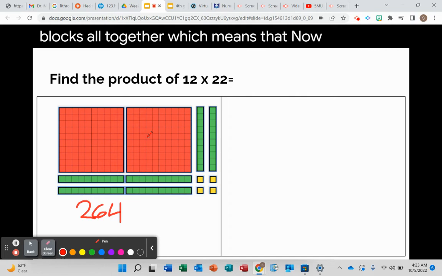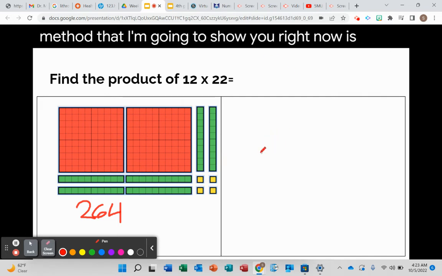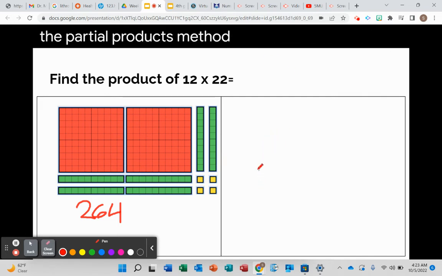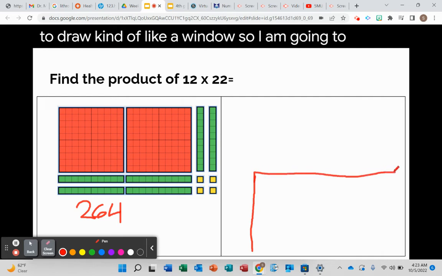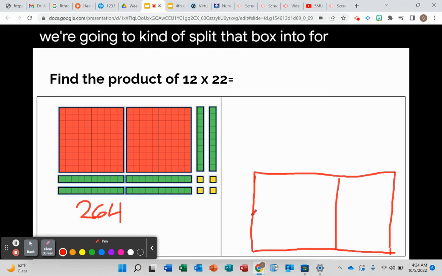Now, we can use base 10 blocks, but there's also another method that we can use to multiply. This method is called the partial products method. In order to do the partial products method, what we have to do first is draw kind of like a window. I am going to draw my window right over here. There's a box, and then we're going to split that box into 4 pieces.